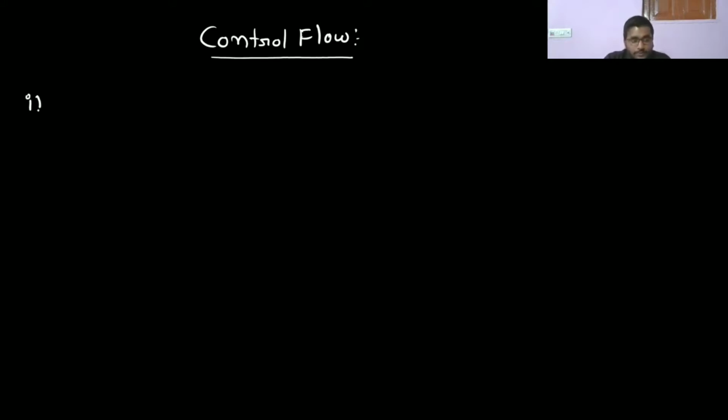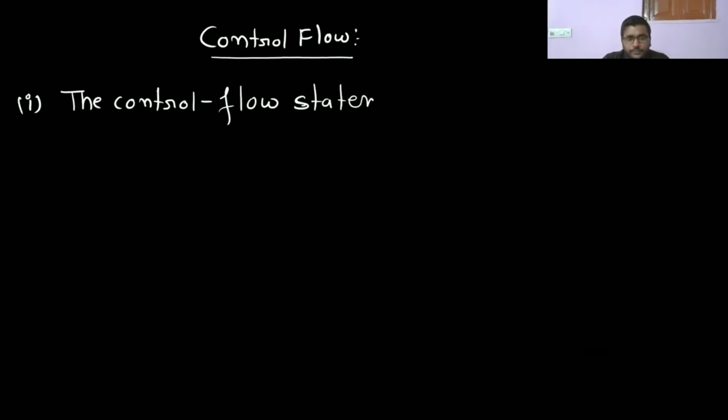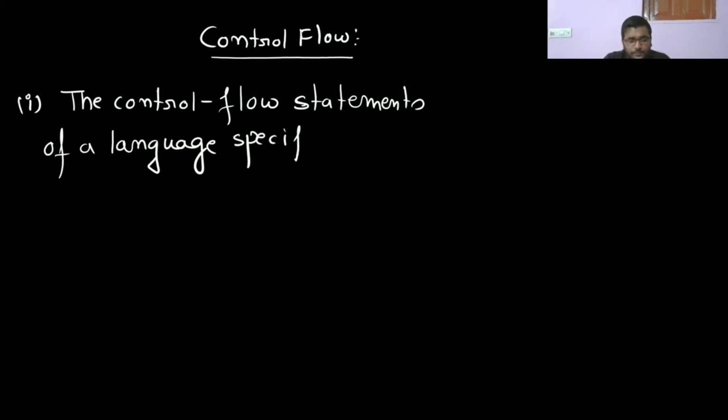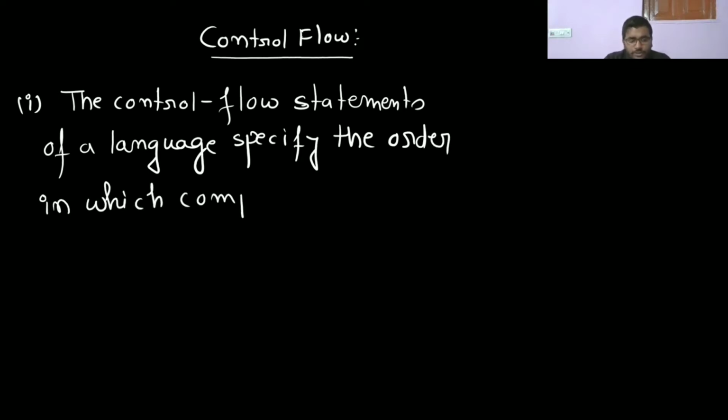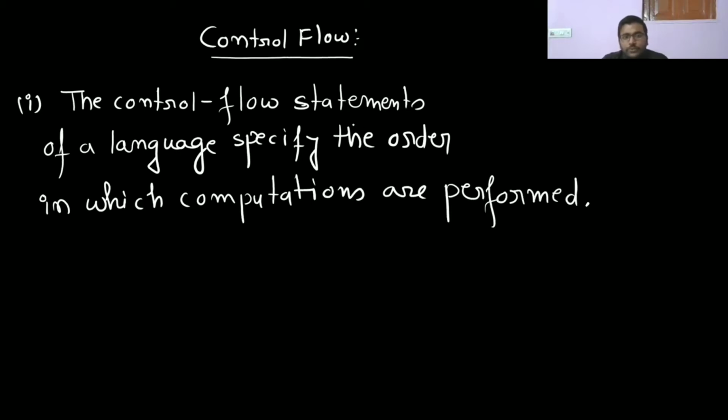The control flow statements of a language specify the order in which computations are performed. It specifies the order in which the statements are going to execute. Specify the order in which the computations are performed.